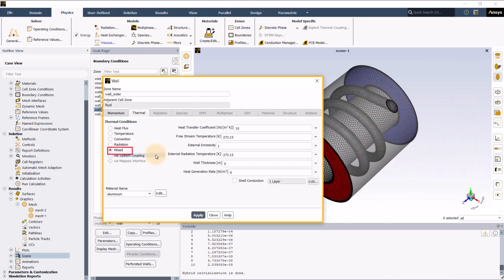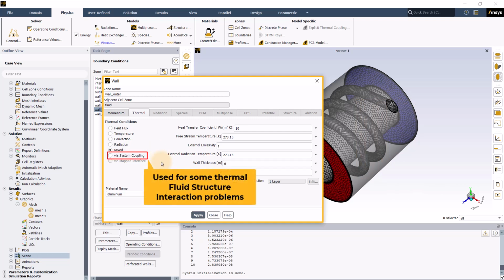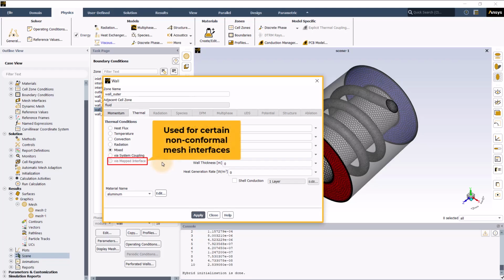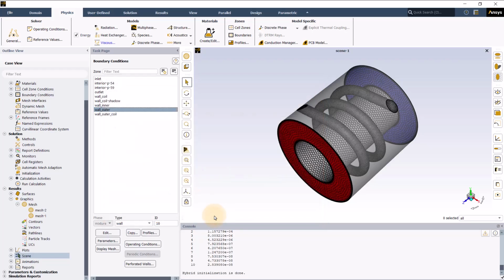The other options are only used in special cases. Via system coupling is used for certain thermal fluid structure interaction problems, and via mapped interfaces is used with certain kinds of non-conformal mesh interfaces.